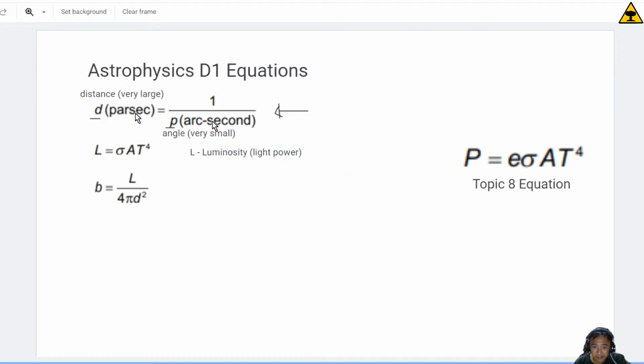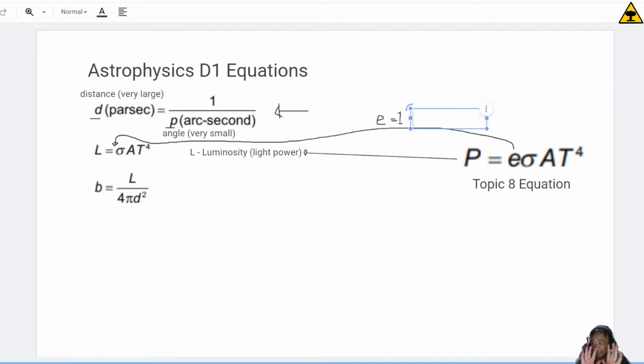In this case, P stands for power. Here, this e, I'm just going to tell you what this e means. This e is actually also here, but in this case, e equals 1. Now, in Topic 8, this e stands for the emissivity, but we'll not define it yet. I'll just let you know what it stands for: emissivity. So e is emissivity. Sigma is a part.